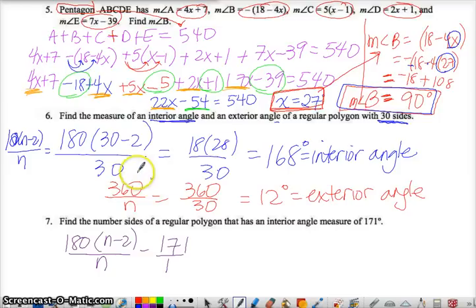The formula for exterior, so I did exterior in red, is 360 divided by the number of sides. So 360 divided by 30, I get 12 degrees for the exterior angle. The next one's a bit trickier, so I'm going to do it with you.